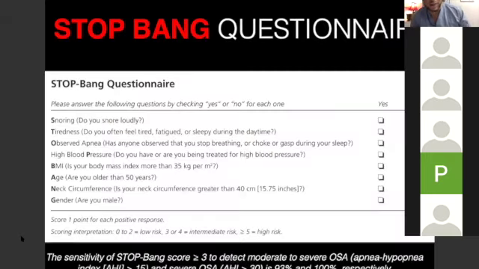All right, so we have our STOP-BANG questionnaire, right? So you should take your patients through this. Do you snore, right? And I'm talking snore loudly. Are you tired during the day? Has anyone observed you having an apnea? So they're watching you sleep and they see that you stop breathing. Like he stops breathing while he sleeps. That's an observed apnea. High blood pressure.